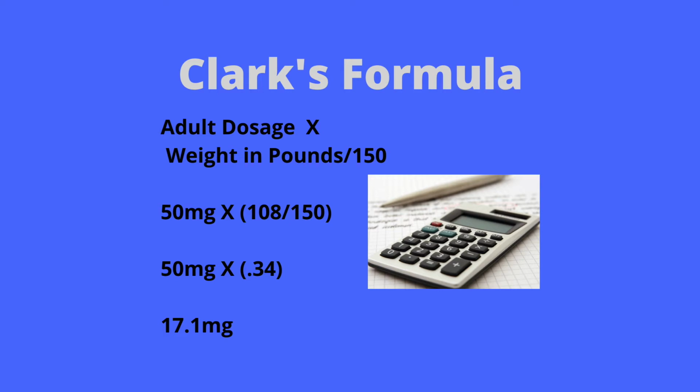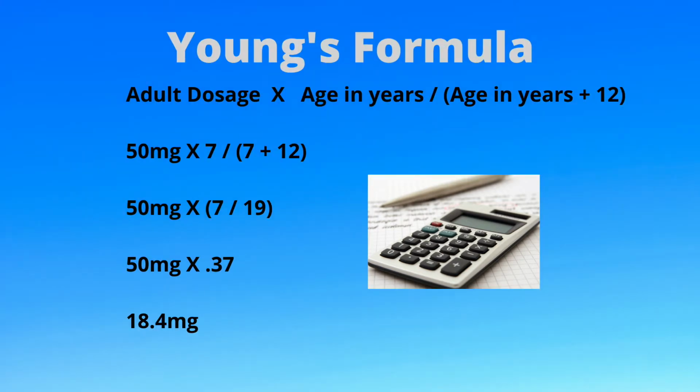Now let's move on to the next formula that we can use. The next formula is called Young's formula. This formula is also one of the most popular ones, aside from the one we just finished covering, which is Clark's. This one is different than Clark's because we're not dealing with weight, rather we're using age.